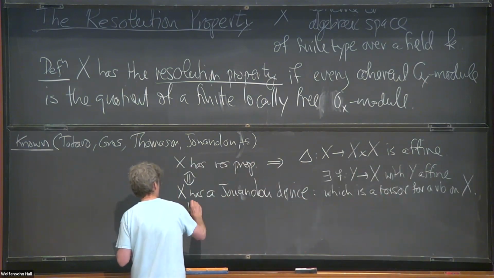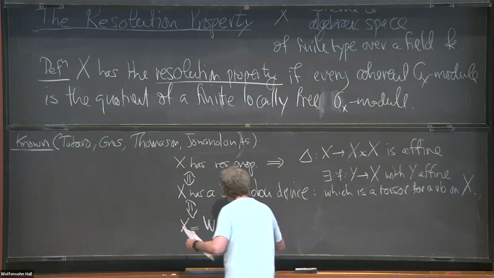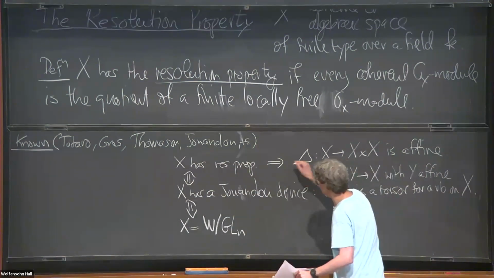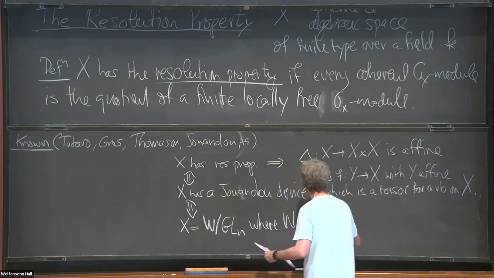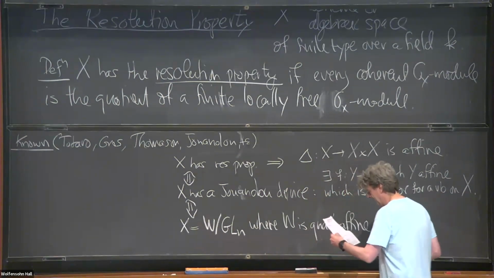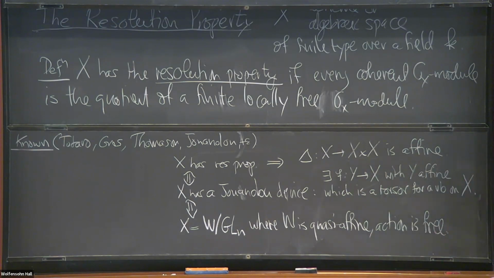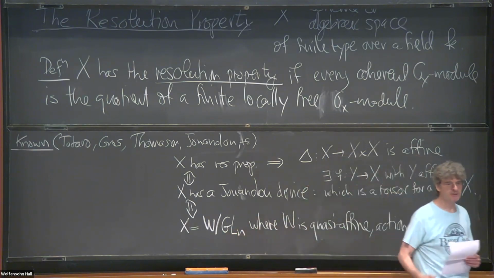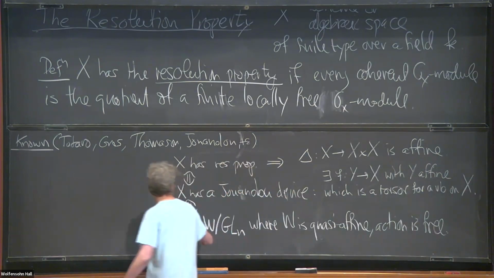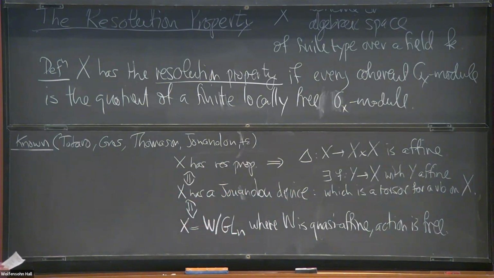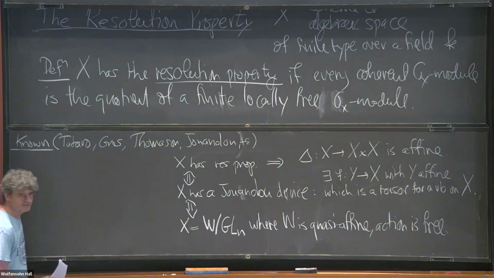And then this is if and only if X is W mod GL_n, where W is quasi-affine and quasi-compact, and the action is free. If you have a free action of this linear algebraic group on a variety, then the quotient is always an algebraic space. Quasi-affine means open in an affine.